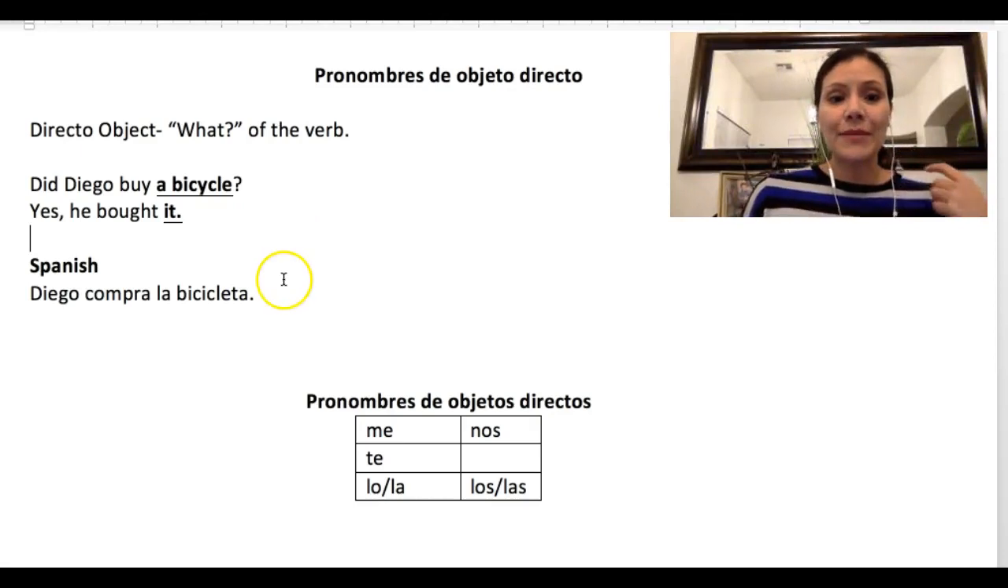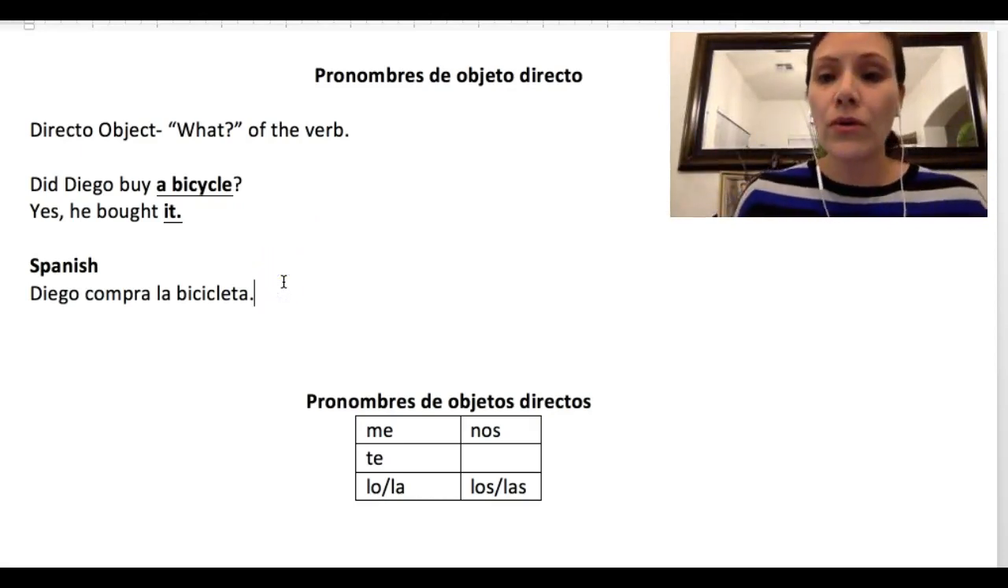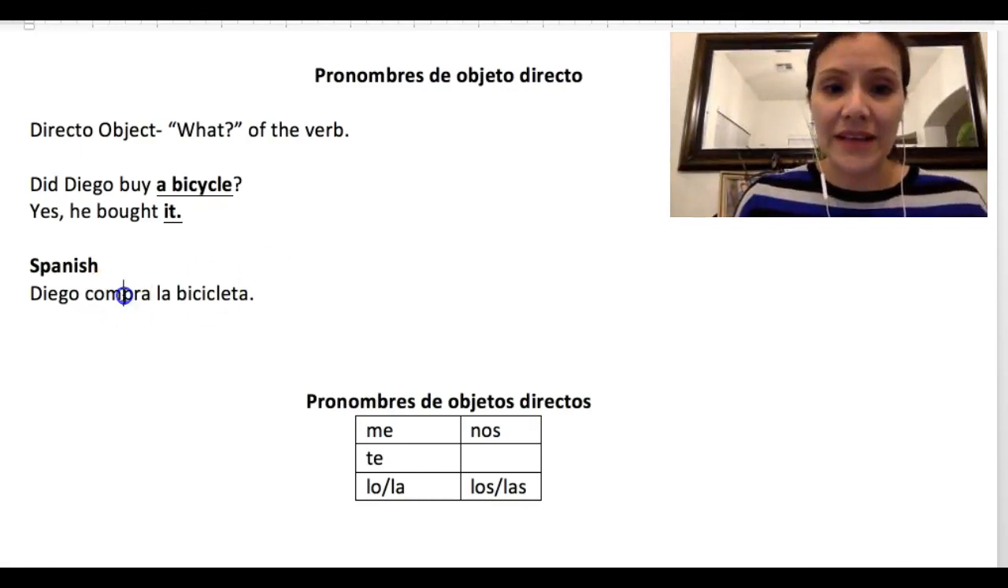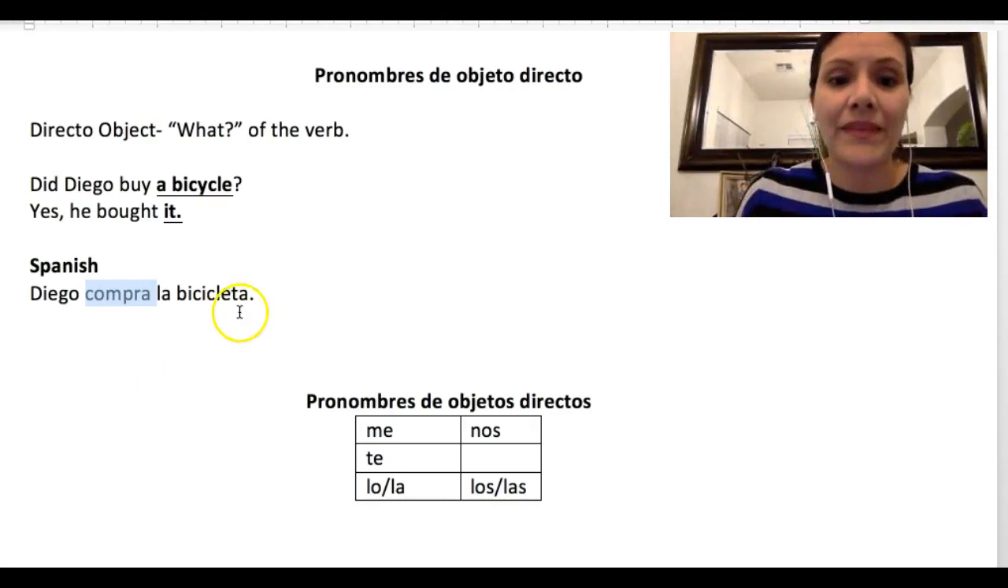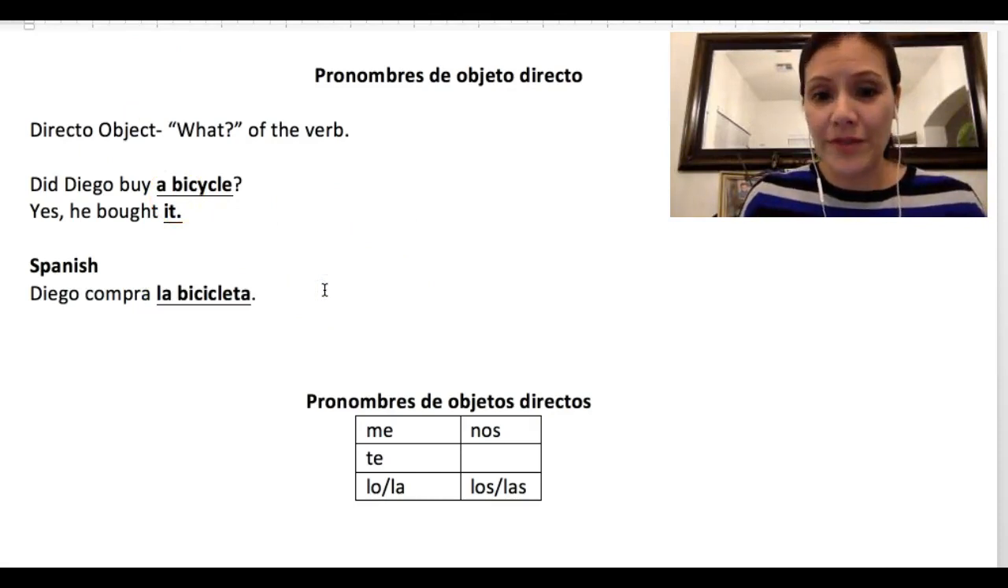So let's use the same example in Spanish. Diego compra la bicicleta. Diego compra ¿qué? La bicicleta. So la bicicleta is our direct object.